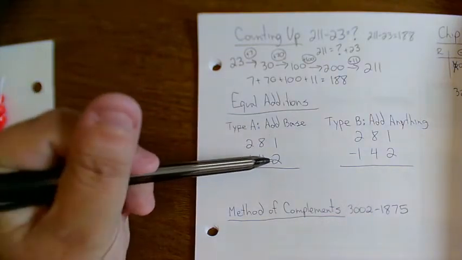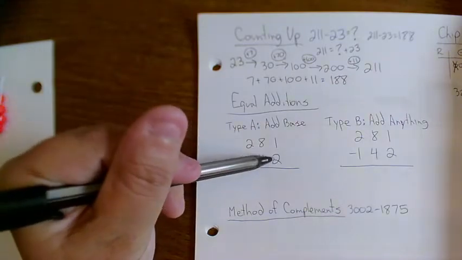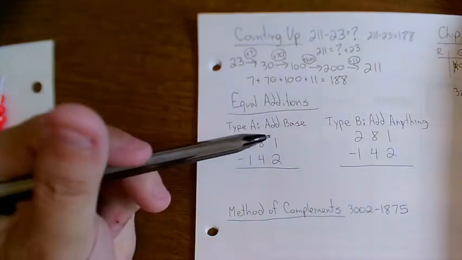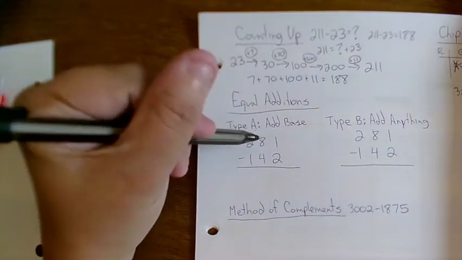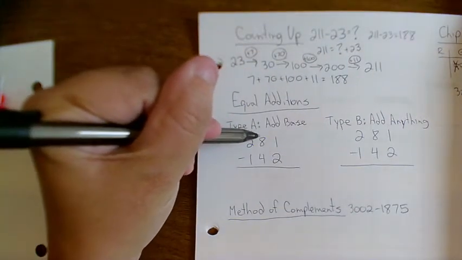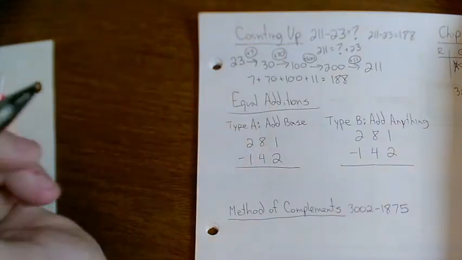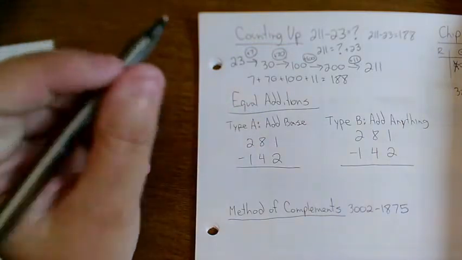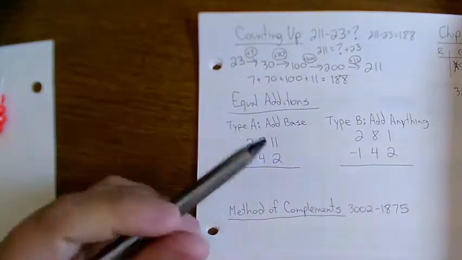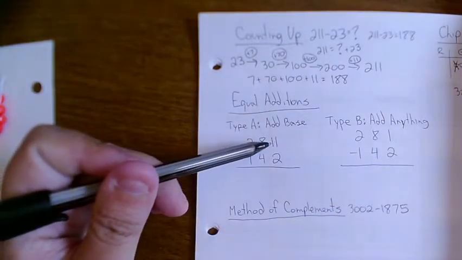So here's how this works. You can't take 2 away from 1. So what we would normally do is we would take 8, change it into a 7, and we would take that 10 in order to make 11. So again, instead of regrouping, we're just going to add 10. So adding 10 gives us 11.